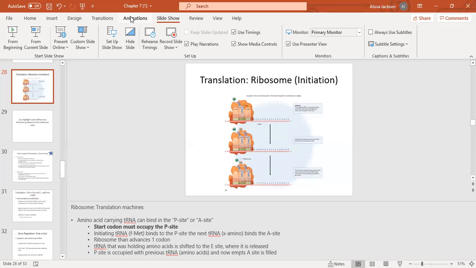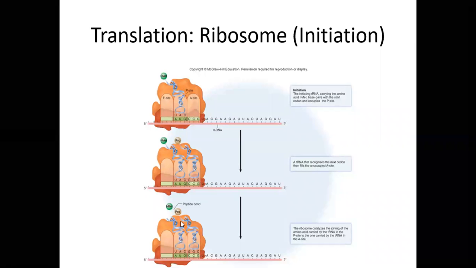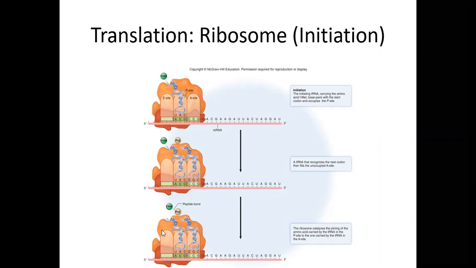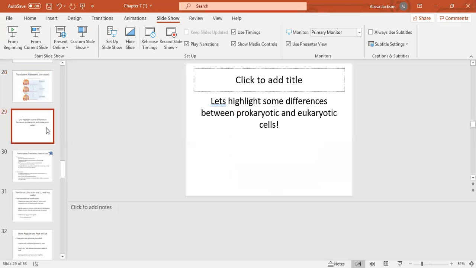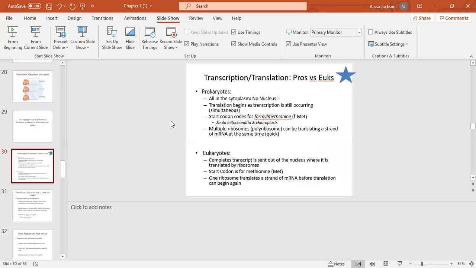and then the ribosome moves down the mRNA in a 5' to 3' direction, right? And the ribosome also catalyzes the connection of these amino acids. Cool. All right, so here are some differences now.